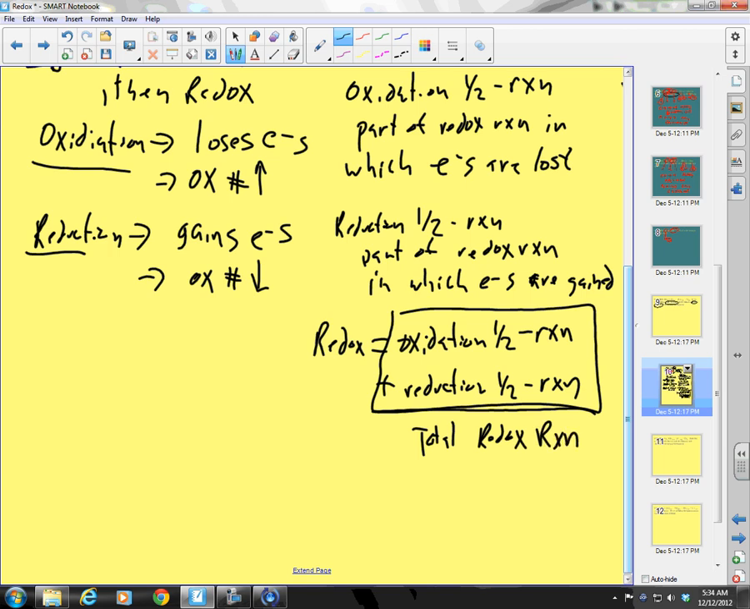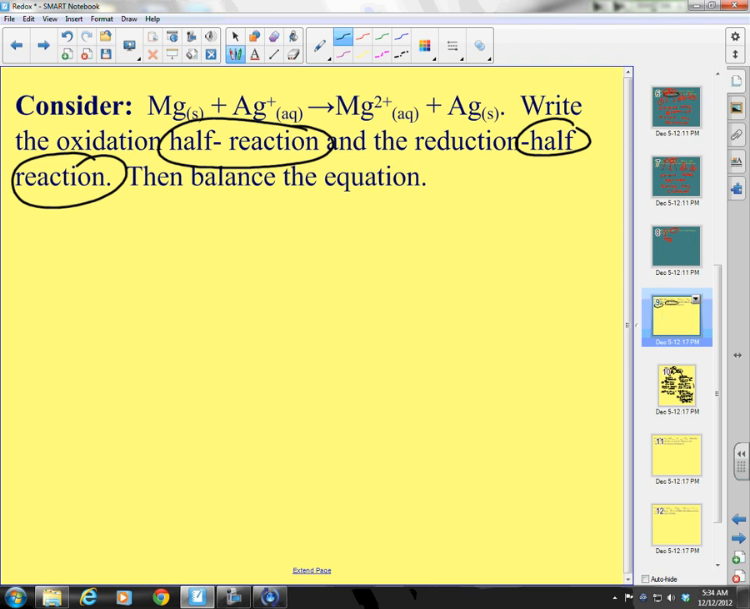All right, that doesn't sound so hard, so let us take a look at this. The oxidation half reaction. Okay, we want to show the species that is oxidizing. So what's the first thing we have to do? How about assigning oxidation numbers? Magnesium is 0. Silver cation is +1. Magnesium cation is +2. Silver element is 0. So what is gaining electron? Excuse me. What is oxidizing? What is losing electrons? Which species has an increase in their oxidation state? And that would be magnesium.